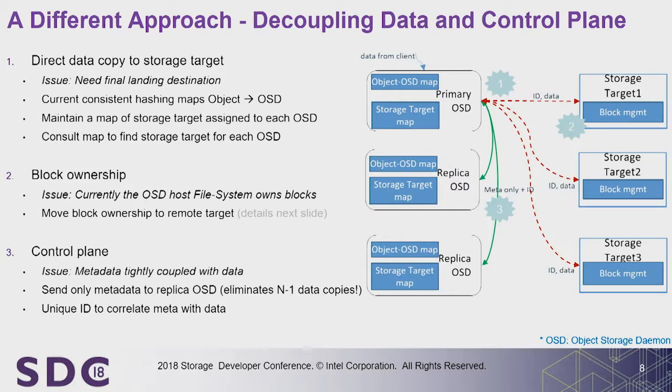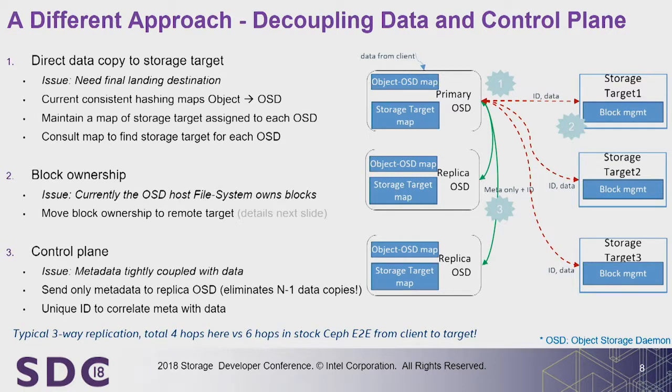There's one last bit that remains. You landed the data directly on the remote storage targets from the primary, and you send the control messages to the peer OSDs. How do you connect the two? What we are proposing there is the unique ID associated with each object. We can use that to correlate the metadata with the data.